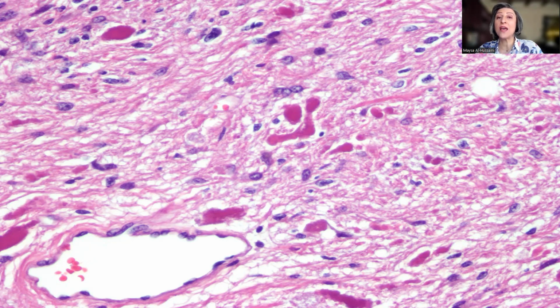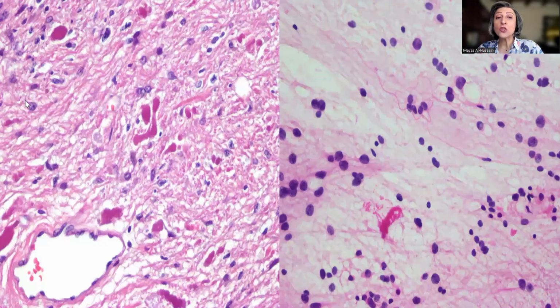Rather, we see Rosenthal fibers in the solid areas. And again, we have the cells with the long processes apparent or obvious more in the solid areas. So this area actually corresponds to this area in the smear that I shared with you at the beginning of the video. These are the Rosenthal fibers, and then these are the piloid cells.